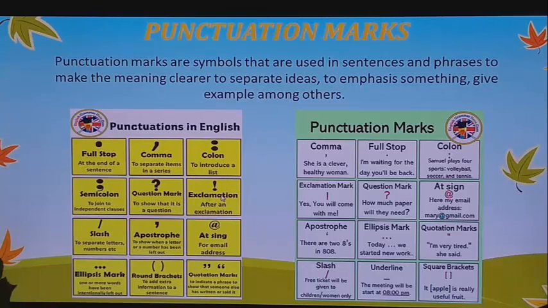Exclamation mark, after an exclamation. For example, yes, you will come with me!